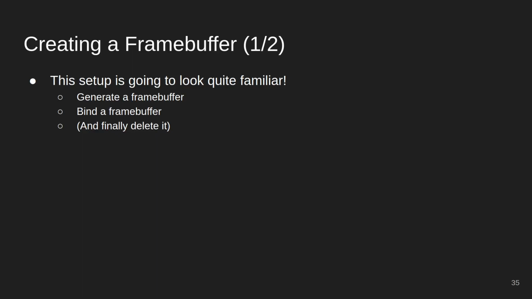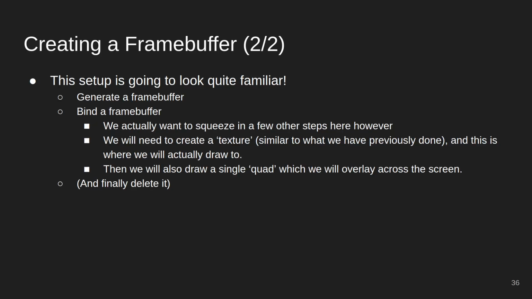So, how do we generate a frame buffer? Well, again, it's going to look a lot like what we've been doing with our other OpenGL objects. We're going to call some sort of generate function, and then bind to the frame buffer, and then eventually delete or free it. Now there are a few other steps. So hopefully I'll give you a good framework here for getting a frame buffer up and running.